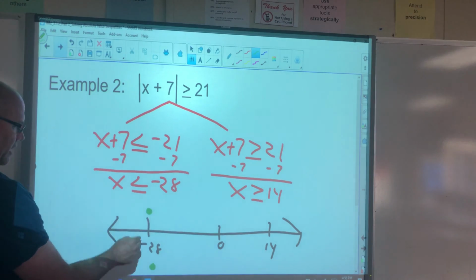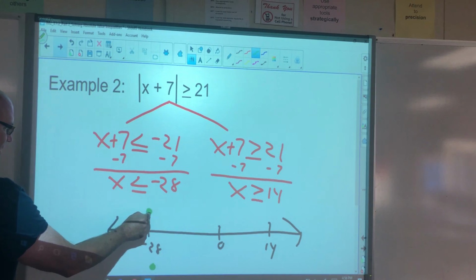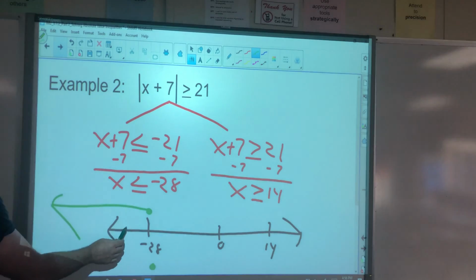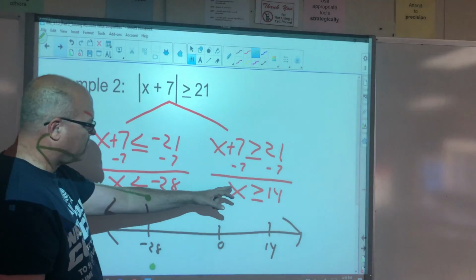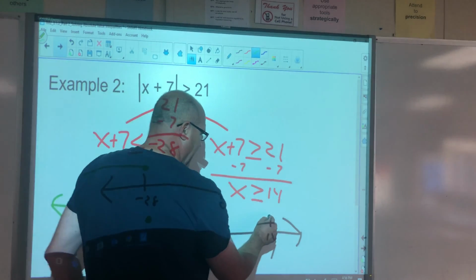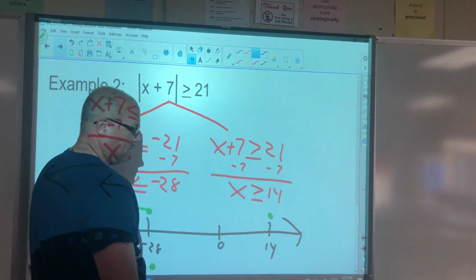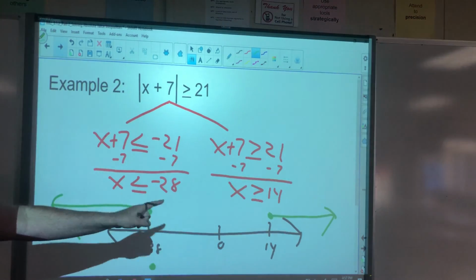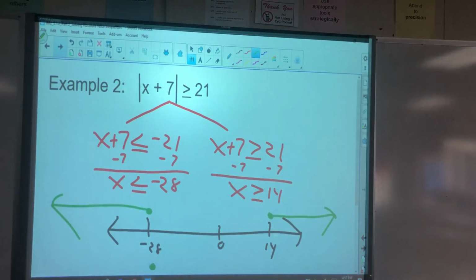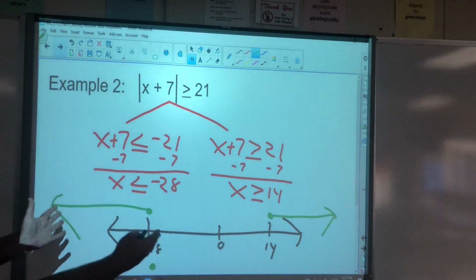Solid dot on the negative 28, an array going less than would be this way, right? Negative 29, negative 30, negative 31, those are smaller numbers. X is greater than or equal to 14, it includes the 14, so solid dot, and then the array goes like this. From your IM1 days, is that an and or an or graph? That's right, it's an or.